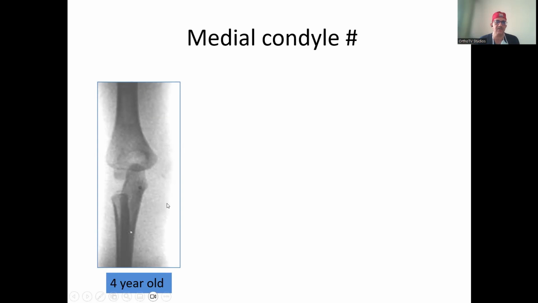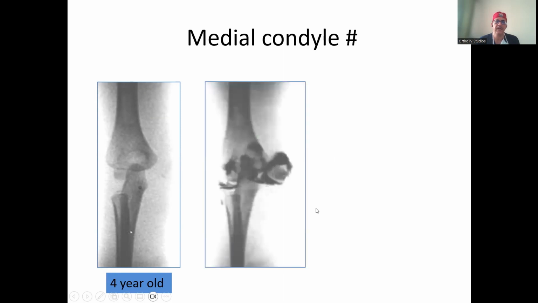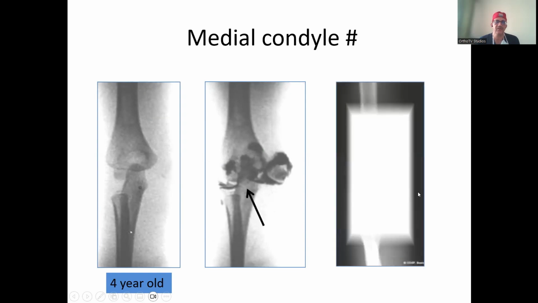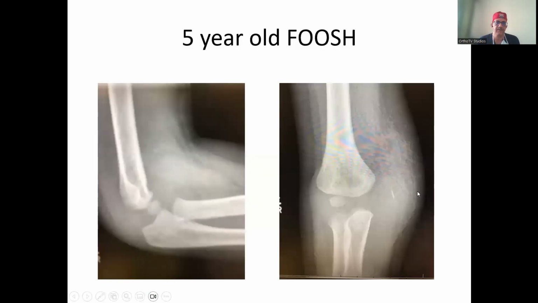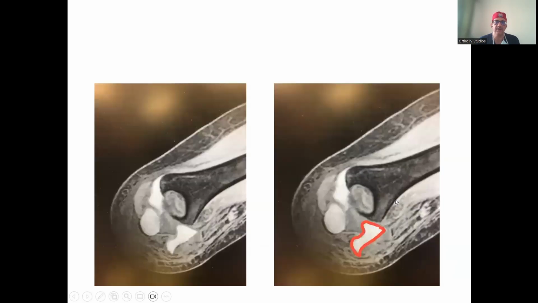You can see a large soft tissue shadow with a small bony fragment, and an arthrogram may be able to confirm the presence of a large condylar fragment, which then needs to be open, reduced, and fixed like you do with the lateral condyle. 5-year-old, fall on outstretched hand, large swelling on the medial side, small flake of bone. An MRI shows you that the entire medial condyle is lying outside.